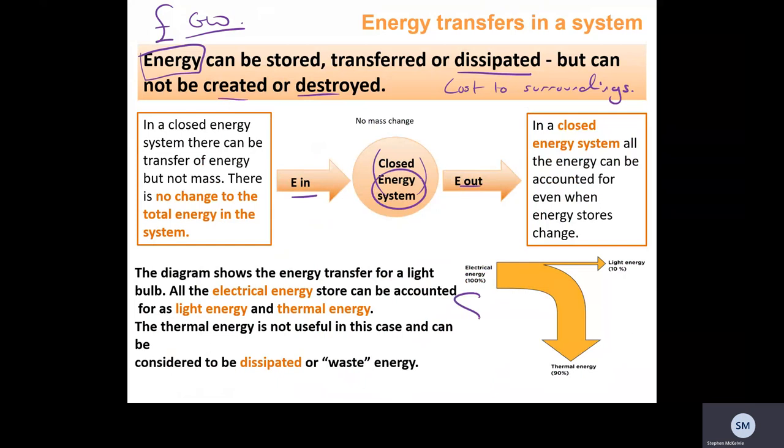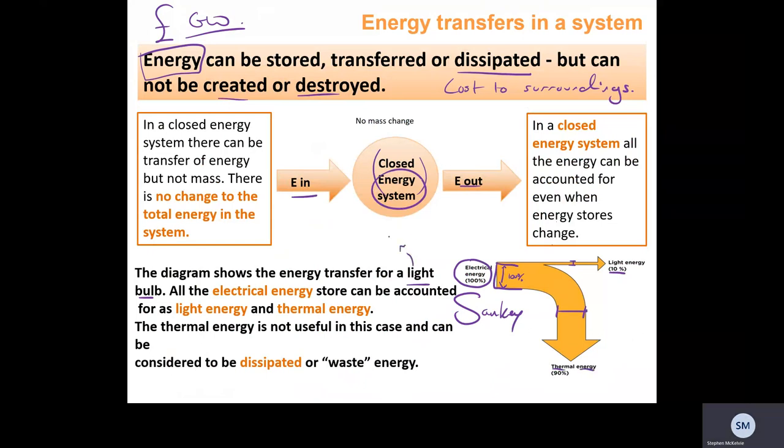Now, this is a Sankey diagram. If you don't know how to do these, there is a video for that as well on the channel. You can go and have a look at it. But it shows us that for a light bulb, all right? So this is a diagram for a light bulb. The amount of electrical energy going into the light bulb is demonstrated by the width of this arrow. So this width is 100% of the energy going in. This width represents the amount of energy that's given off as light. This width is the amount of energy that's given off as thermal energy.